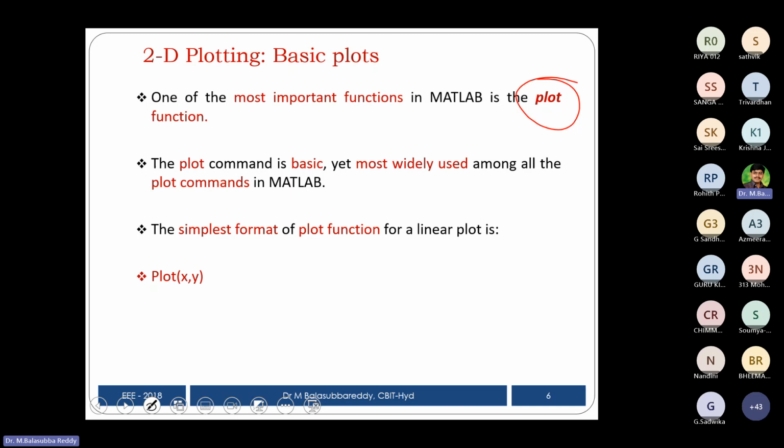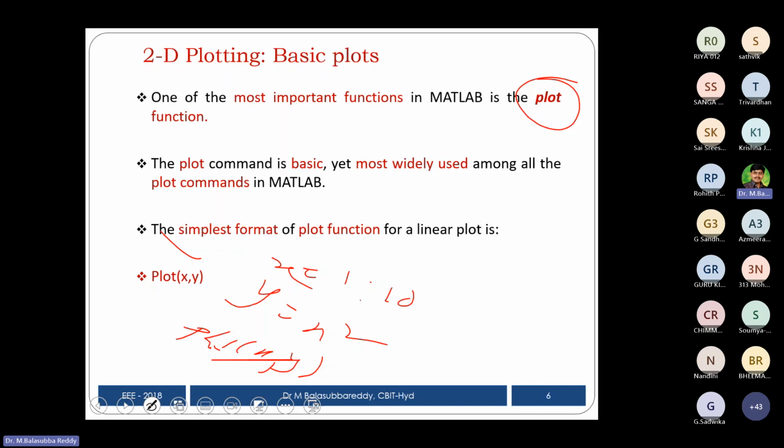You can use plot t comma v, or t comma sine omega t, or whatever you want to plot. Plot is one command, with x values and y values. If I write plot x comma y, where x has some values, let it be 1 to 10, and y is equal to x square, then automatically you will get the plot. That much easy. In MATLAB, if you want to plot some data, it automatically plots it for you.